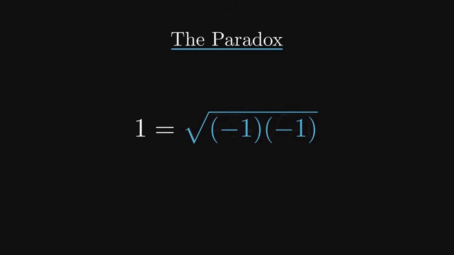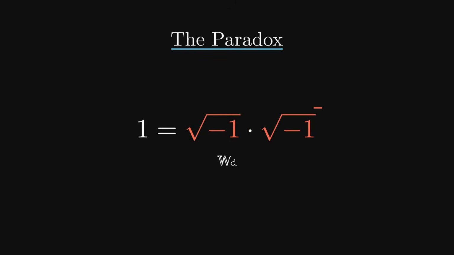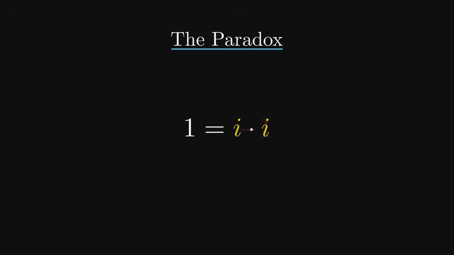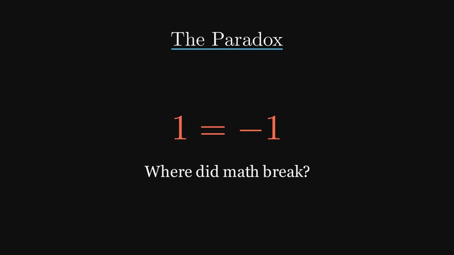Now here's the tempting step. Split the square root of negative 1 times negative 1 into the square root of negative 1 times the square root of negative 1, and the square root of negative 1 is i. So this becomes i times i. That equals negative 1. So 1 equals negative 1. That can't be right. Where is the mistake?